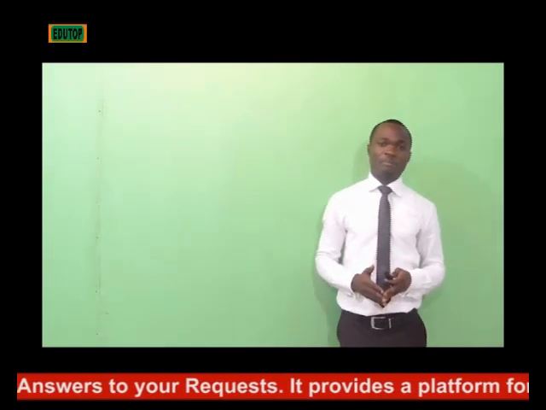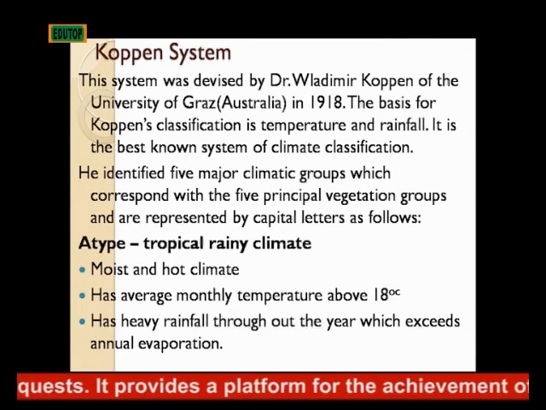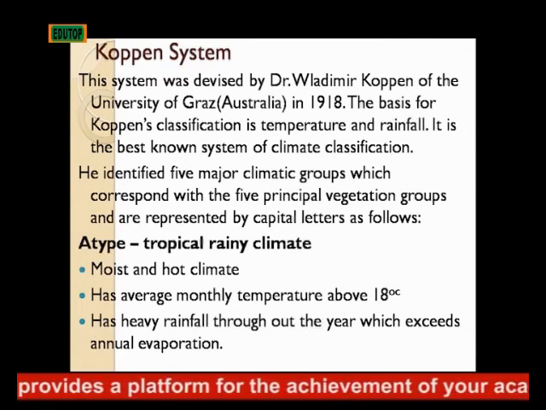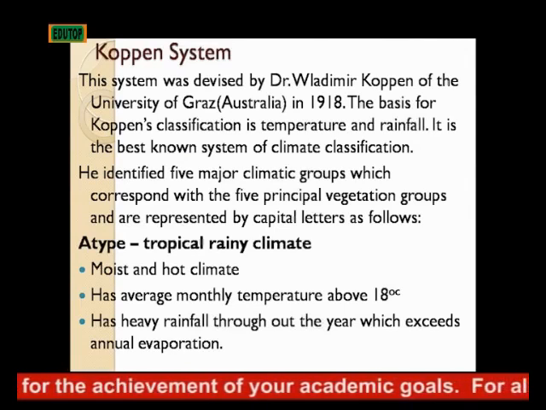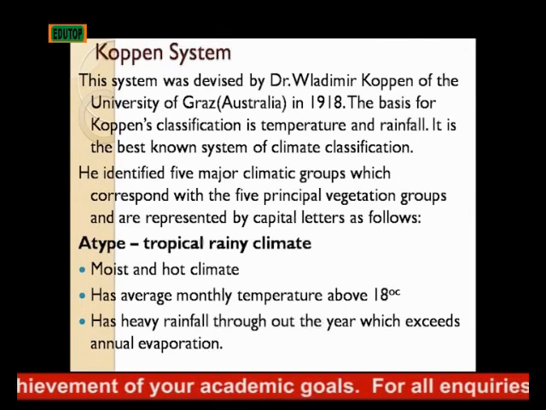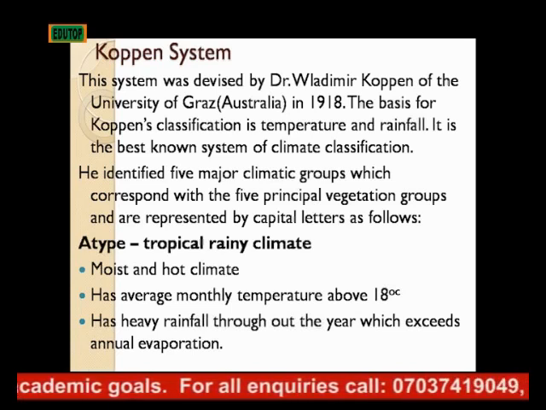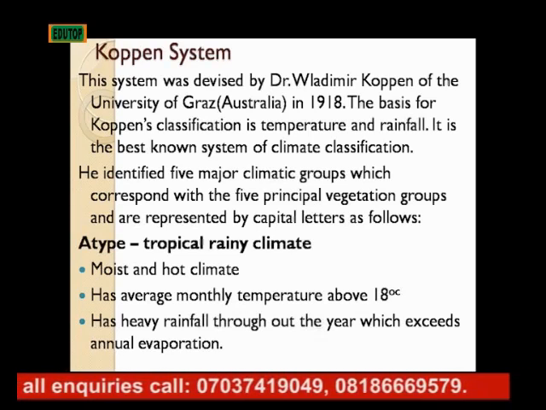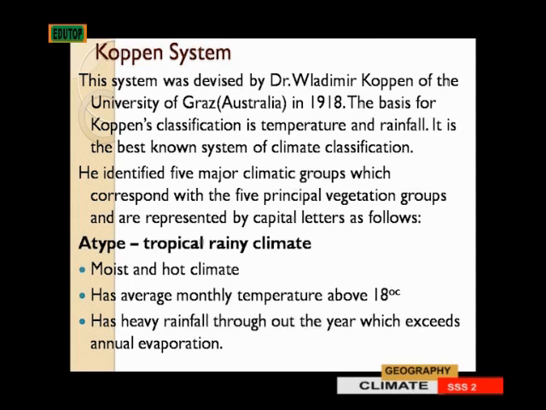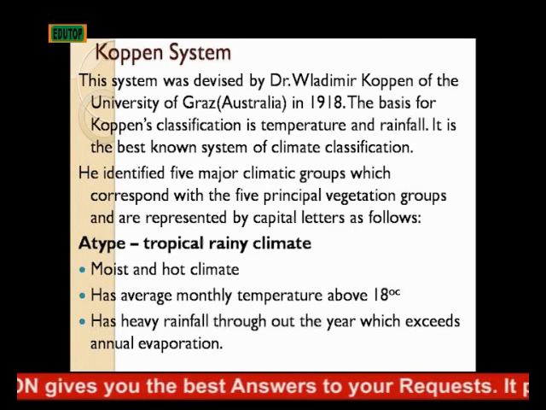So the second system of climate classification is the Copenhagen System. This system was devised by Dr. W. Copenhagen, of the University of Grace, Australia in 1918. The basis for the Copenhagen System of climate classification is temperature and rainfall. It is the best known system of climate classification.